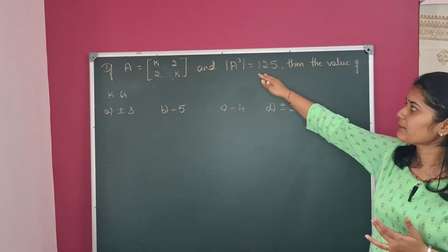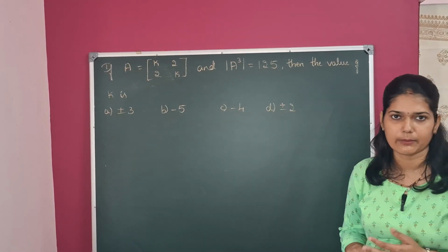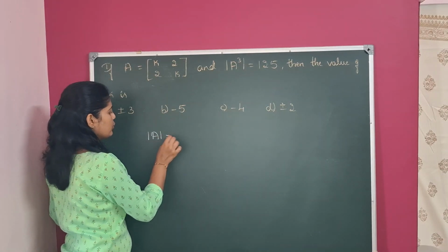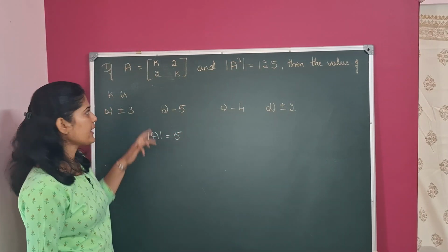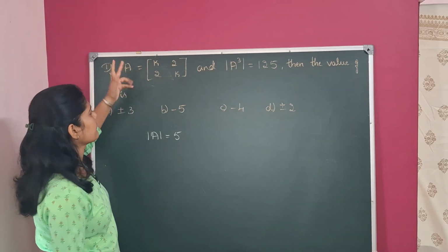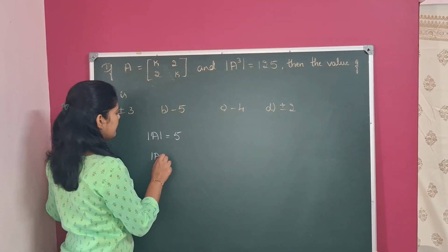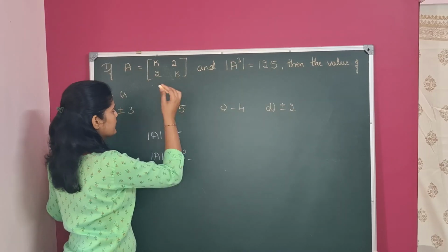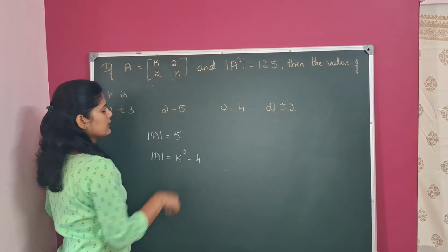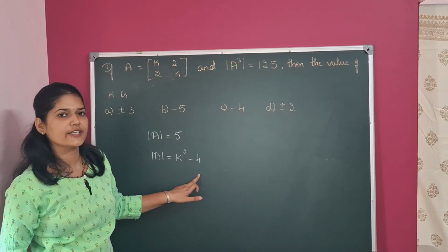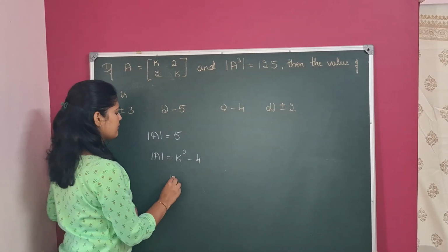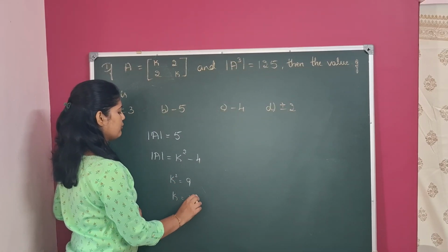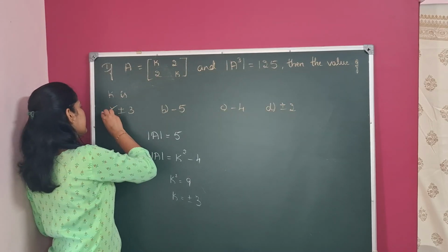So, in this problem, they have given a matrix A as well as determinant of A cube. So, determinant of A cube is 125 means determinant of A value will be equal to 5. Right? So, matrix A is given. If we find determinant of A, it is k square minus 2 square, means 4. Therefore, 5 is equal to k square minus 4. If we shift this, k square is equal to 9. Therefore, value of k is plus or minus 3.